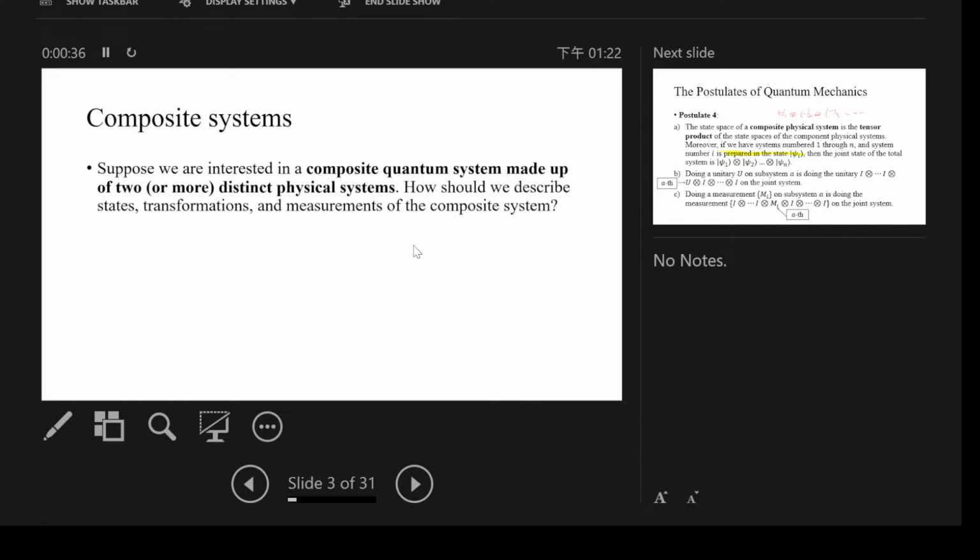Okay, any questions from last time? So yeah, let's have a small review from last time. Last time we started talking about the quantum mechanics of a composite system.